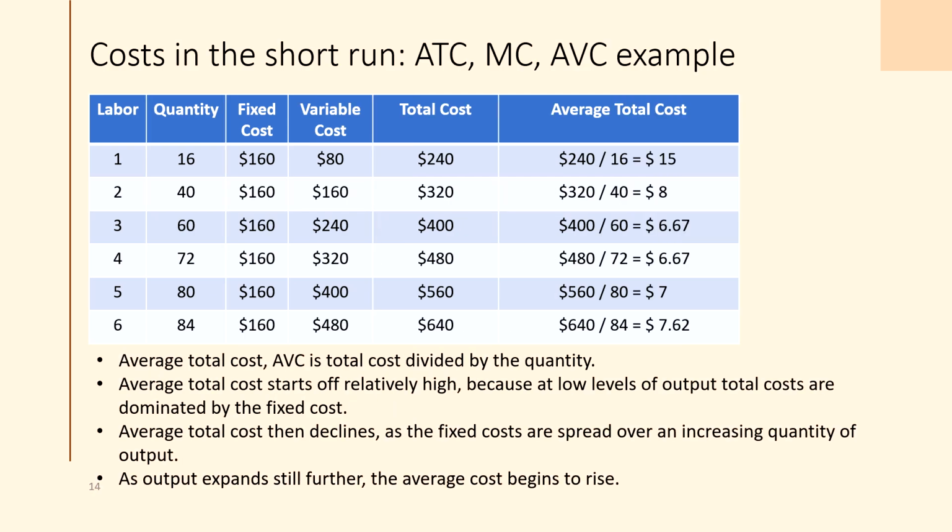Now let's calculate average total cost. We use the formula average total cost equals total cost divided by quantity. For example, when output is 16 units and total cost is $240, average total cost is 240 divided by 16, which equals $15. As output increases, average total cost decreases at first, because fixed costs are spread over more units. Eventually, average total cost begins to rise due to increasing variable cost and diminishing returns.